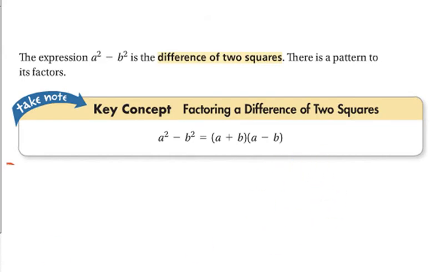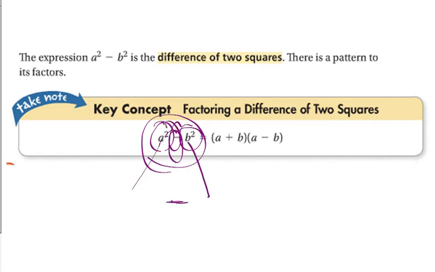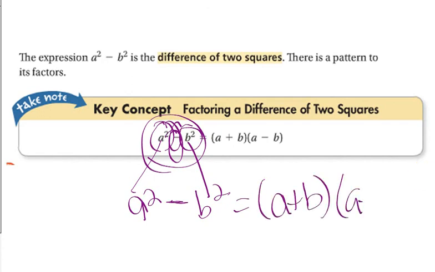How to find the difference of two squares, factoring a difference of two squares. Well, how do you know if you've got a difference of two squares? If you have a number squared minus a number squared, that is a difference, being the minus, of two squares: a squared minus b squared. And when you find that you've got that, the answer is just going to be a plus b times a minus b.